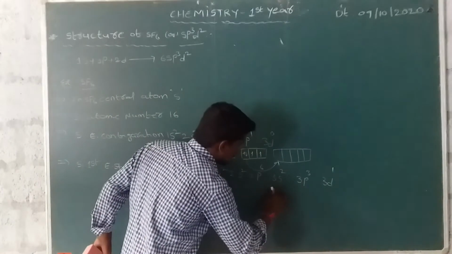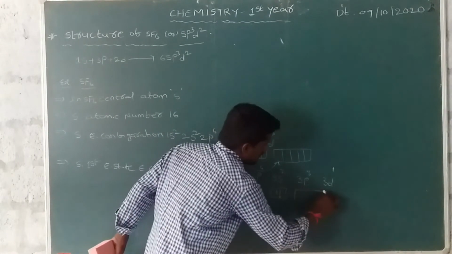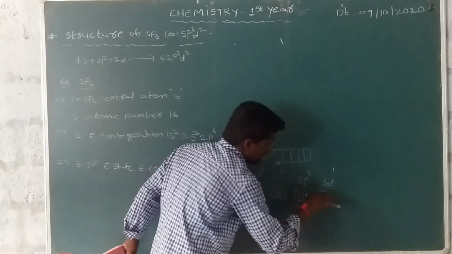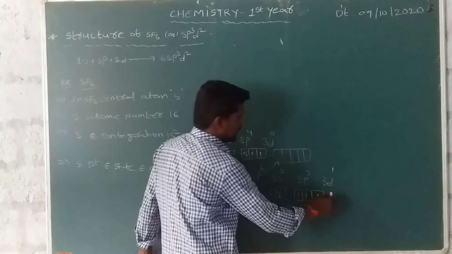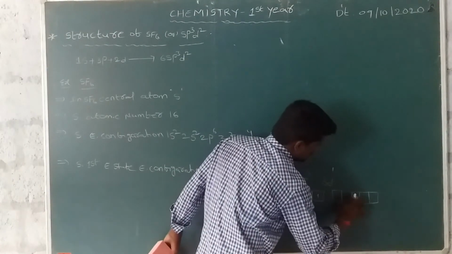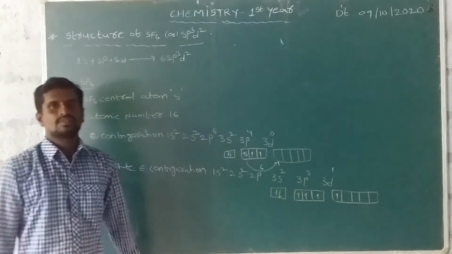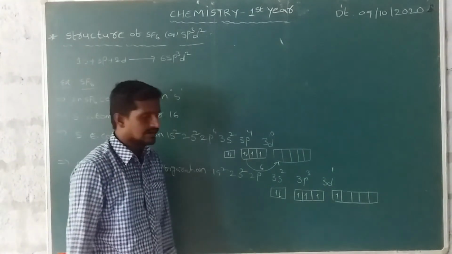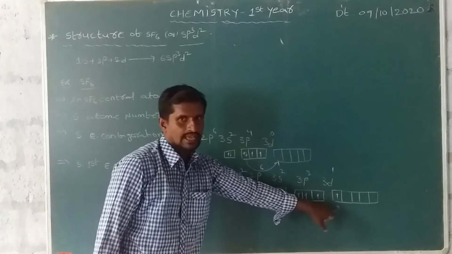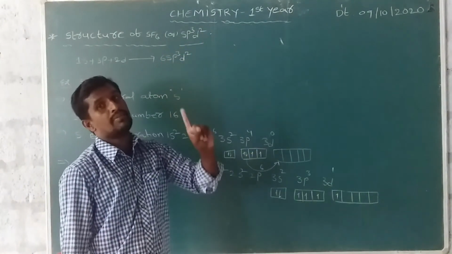First of all, 3s has 2 electrons, 3p has 3 electrons, and 3d has 1 electron. In total we have s1, p3, d1, which is only sp3d hybridization. But we are discussing sp3d2 hybridization.